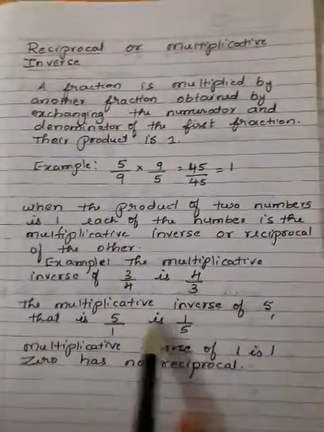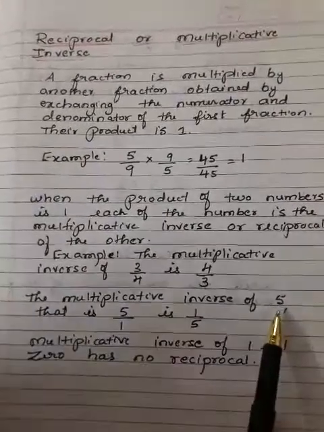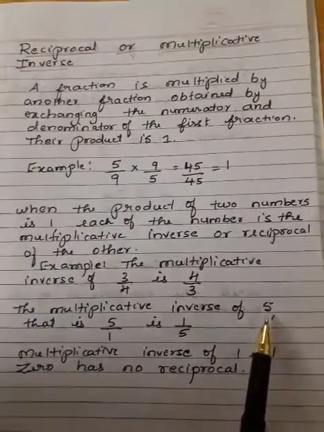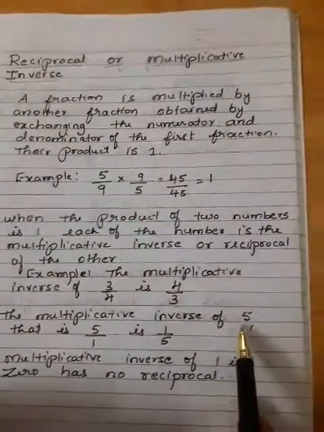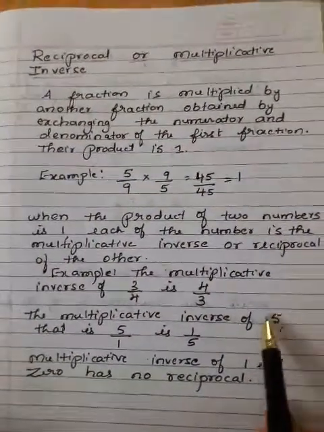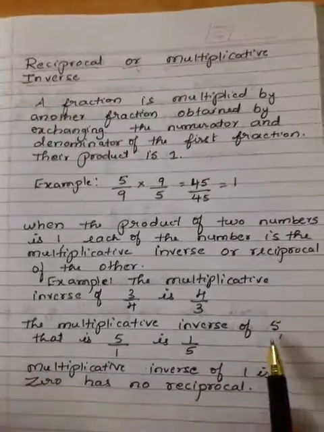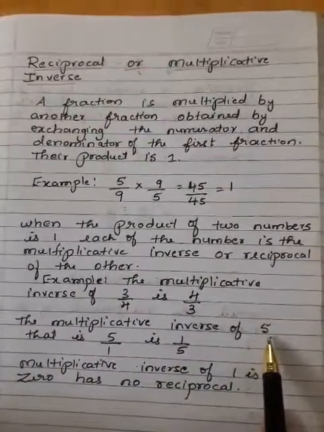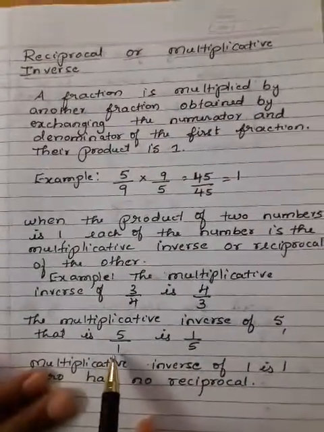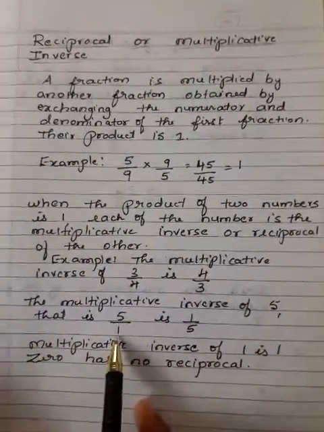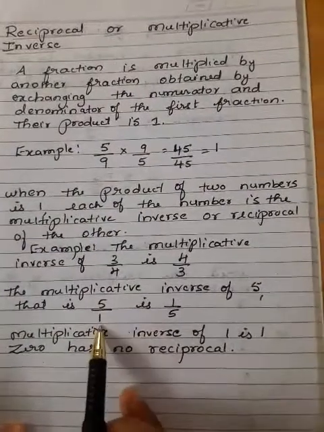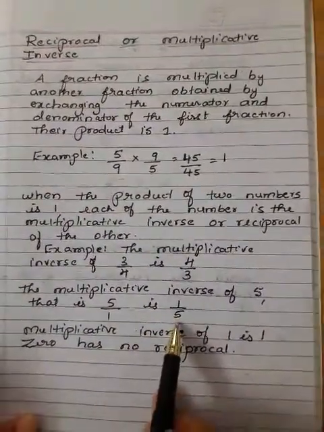Then what is the multiplicative inverse of 5? This is a number, it is not a fraction. So 5 means what? It is 5 upon 1, okay? Here only the number 5 is given. We consider that 5 is in the numerator, but the denominator is not given, correct? So if nothing is given, we will consider 1 as the denominator, okay? So 5 means 5 upon 1. So what is the reciprocal of 5 upon 1? That is 1 upon 5.